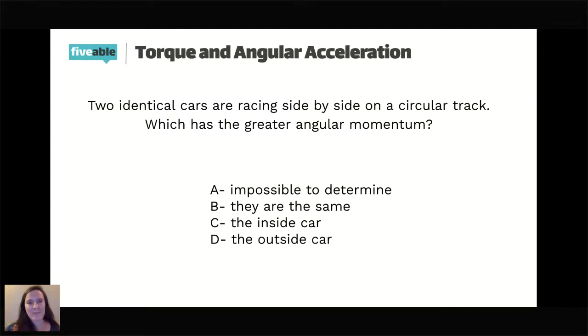Perfect. Okay. Yeah, so the outside one has the greater moment of inertia, and therefore the greater angular momentum, because it's further away from the center of the track. Therefore, greater inertia, greater angular momentum. Excellent. The outside car. Good job.